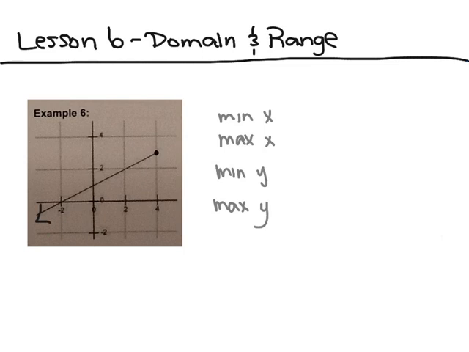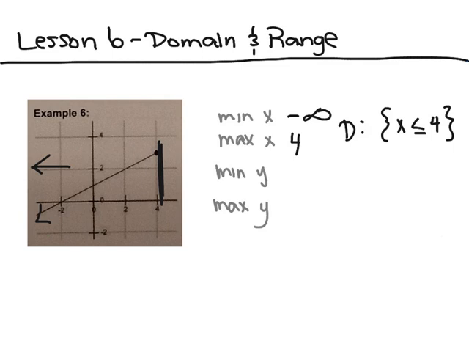For this one, our minimum x is going to be negative infinity. It's going to go to the left forever. Our maximum x is 4. So that means our x has to be less than or equal to 4. 4 is the maximum. Our minimum y is negative infinity, and our maximum y is going to be 3. So our range has to be y is less than or equal to 3.